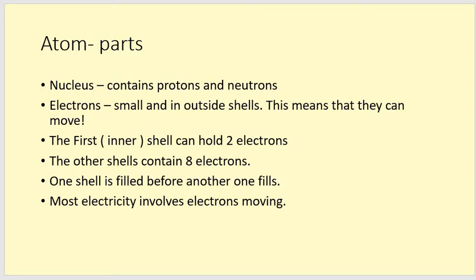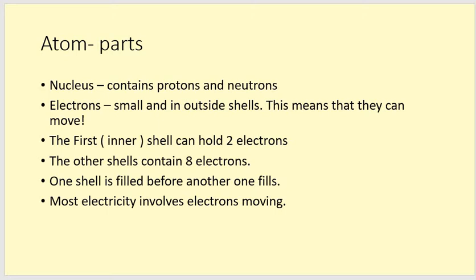A reminder for the parts of the atom now. Nucleus contains the protons and the neutrons tightly together. The electrons are small and they're in outer shells. And because they're in shells around the outside, they're not joined on, so they can move. That's really important for electricity.